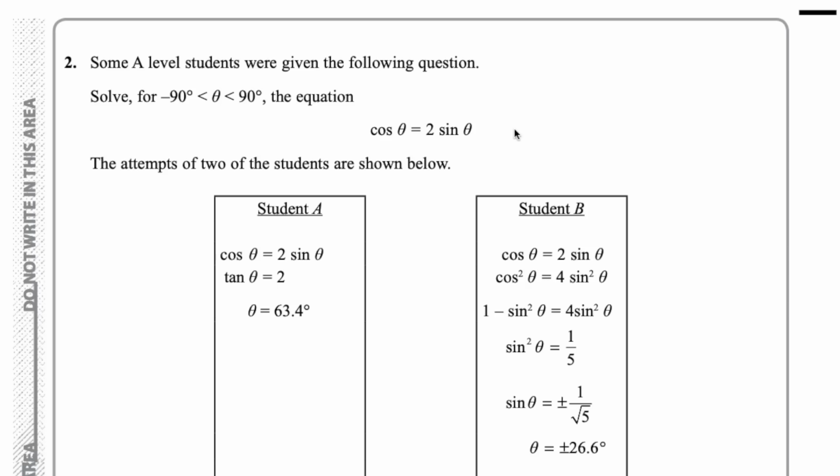Question 2 says, some A-level students were given the following question: solve for theta between minus 90 and 90 degrees the equation cosine theta equals 2 sine theta. The attempts of 2 of the students are shown below.